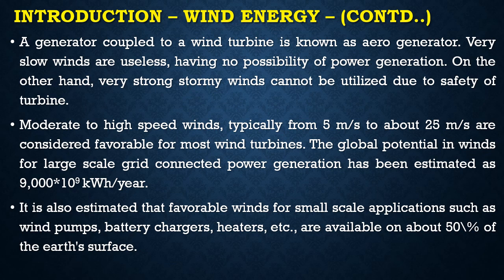On the other hand, very strong stormy winds cannot be utilized due to the safety of the turbine. Moderate to high-speed winds, typically from 5 meters per second to about 25 meters per second, are considered favorable for most wind turbines. The global potential in winds for large-scale grid-connected power generation has been estimated as 9,000 x 10^9 kilowatt-hour per year. It is also estimated that favorable winds for small-scale applications such as wind pumps, battery chargers, heaters, etc. are available on about 50% of the Earth's surface.